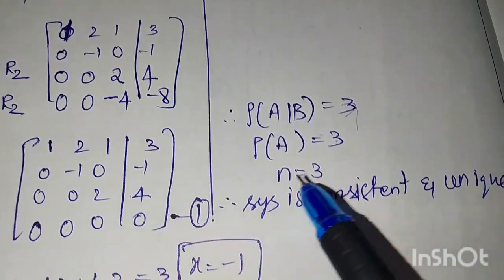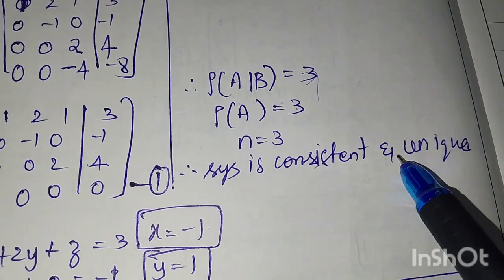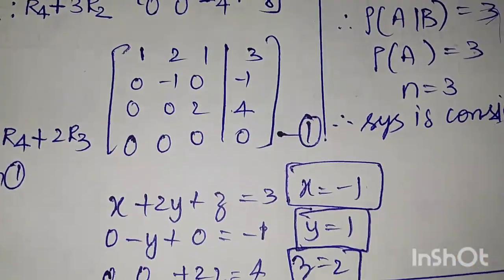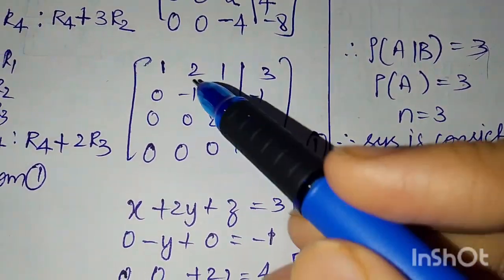Now we have to find the unique solution. That means you have to find values of x, y, z. From this only we can write easily. Using this matrix only, we'll put zeros and we'll get it.